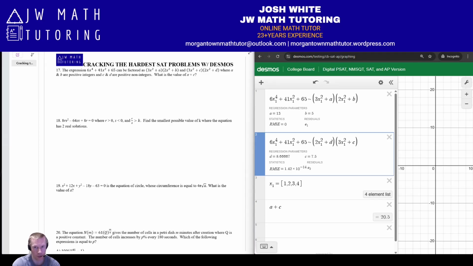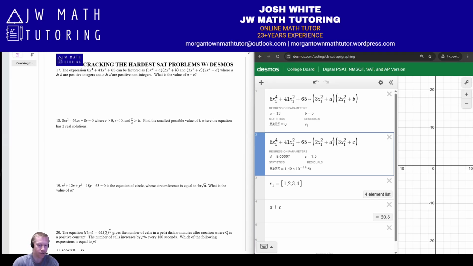In the first one, you put the 3x1 squared first. In the second one, you put the 2x squared parentheses second. Make sure you keep the corresponding letters, the A and B and the C and D, with the right numbers. If you switch the parentheses, I don't know why, it'll automatically force the second regression statement to give you the other possible solutions, which in this case are 7.5 and 8.66667. Then you could just add a plus c and get 20.5. So this is a second method you could use involving regression to solve this.